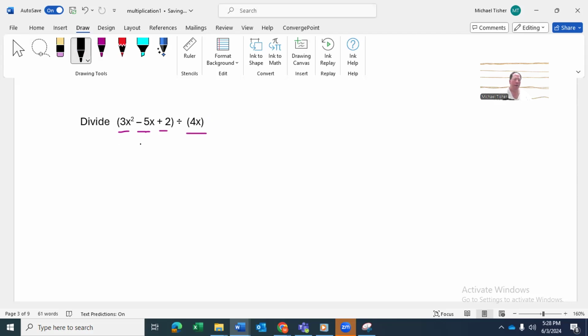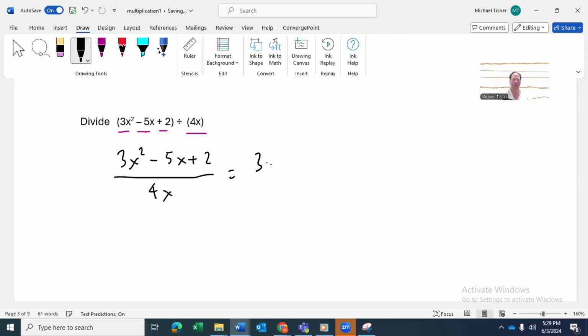To do that, we can make a fraction out of this situation. So let's type in 3x squared minus 5x plus 2 over 4x. Now, in order to divide this, we can put each term in the numerator over the 4x.